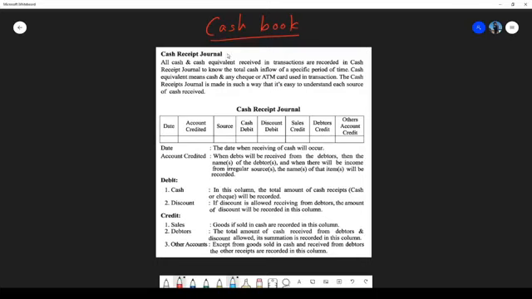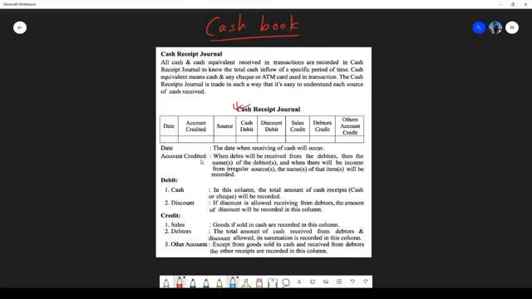Here you're gonna learn to record all the cash and cash equivalent over a period of time. This cash receipt journal makes it easier to understand each source of cash received. So the format looks like this. You have to give the date, account credited, source, cash debit, discount debit, sales credit, debtors credit, and other account credit. Date means the specific date when the transaction is happening, right?